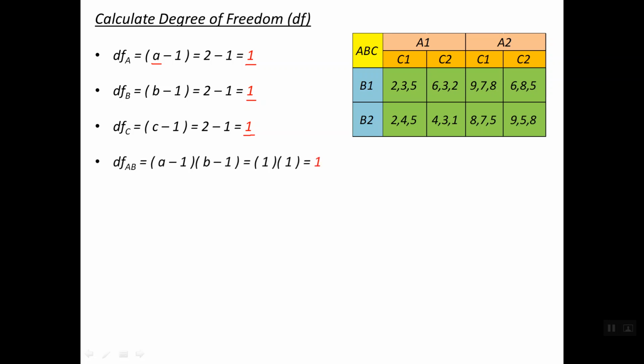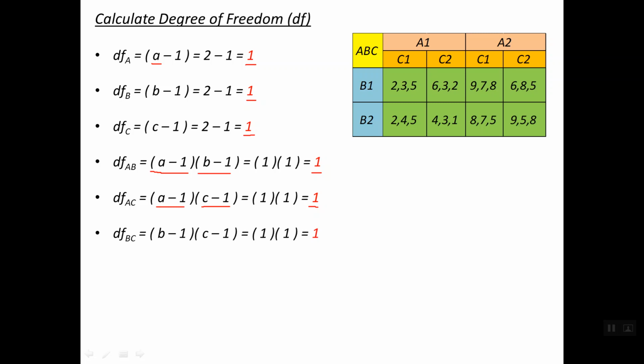Regarding the degree of freedom for the interaction, simply we multiply the degree of freedom for the combination of the interaction. For example, for the degree of freedom for A and B, we multiply the degree of freedom for A by the degree of freedom for B. So we have 1 times 1, so we have 1. For AC, this is the degree of freedom for A, and this is the degree of freedom for C. So 1 times 1 is equal to 1.